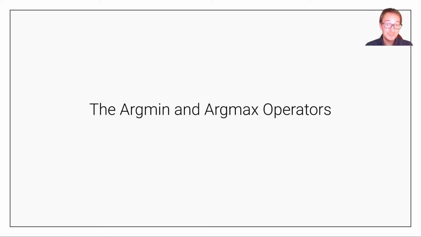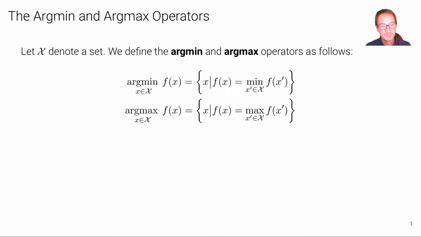Now, finally, I'd like to introduce the so-called Argmin and Argmax operators that we'll use frequently in the context of optimization. For example, when optimizing computer vision objective functions or machine learning models with respect to parameters.